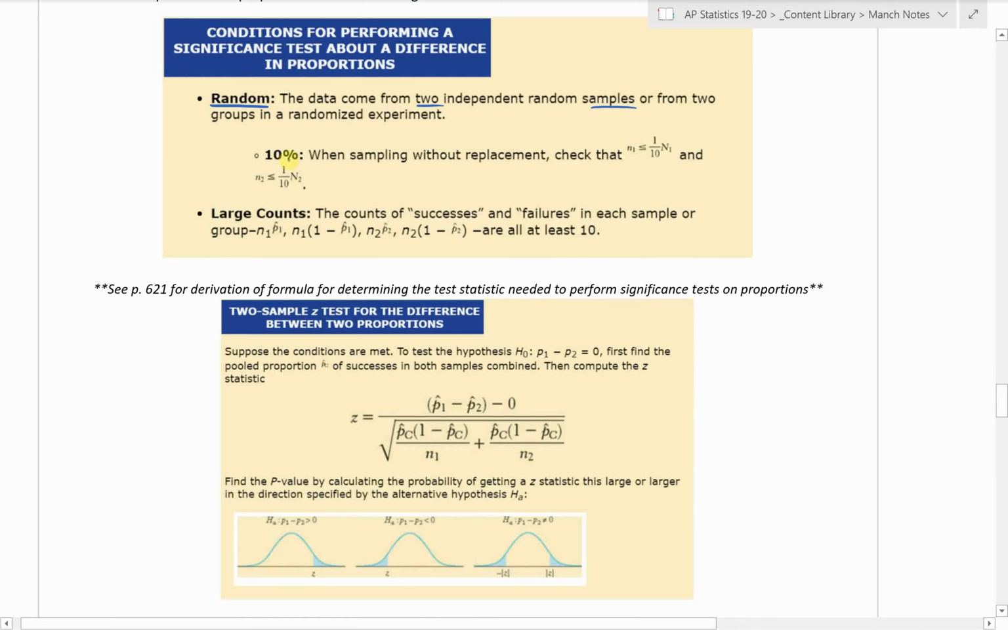We also need to satisfy the 10% condition. Neither of our samples can be greater than 10% of their respective populations. So the 10% condition has to be true for both samples. And again, for proportions, the large counts condition needs to be met for both populations, both samples. So that is the number of successes and the number of failures within each sample all need to be greater than 10.